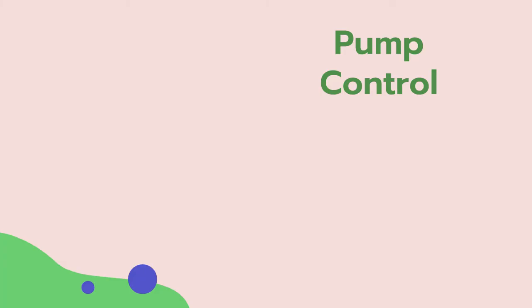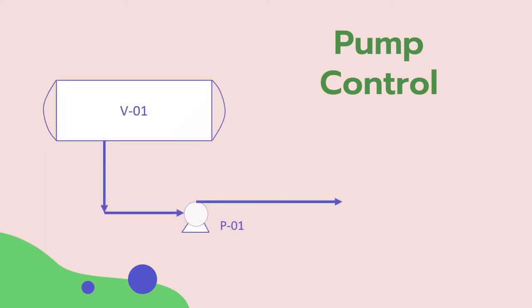We need to consider a proper control system to control the pump operation. The main control scheme is not developed in the P and ID, but it is determined when developing the process flow diagram or the PFD. The P and ID shall reflect this control scheme. Pump control has many different forms.